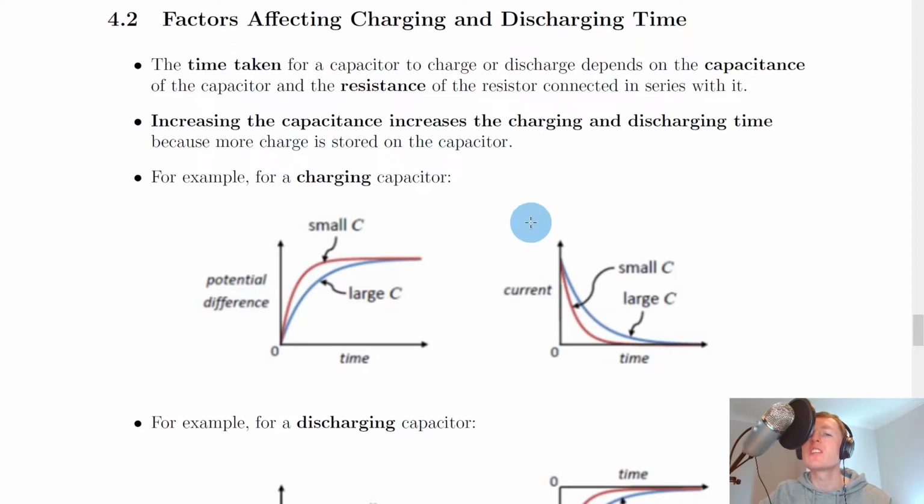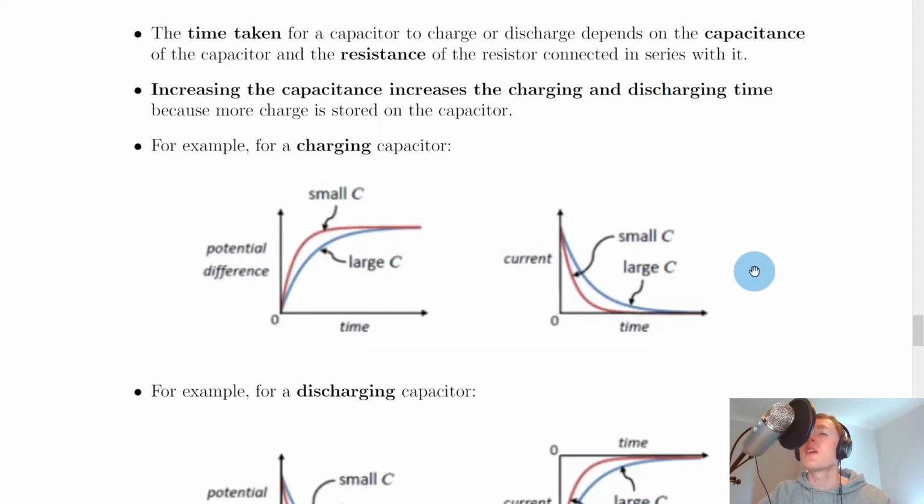A good analogy to think about is filling up a bucket of water, where the water represents your electrons or your charge, and the bucket itself represents the capacitance of the capacitor. So let's say you were to fill up a bigger bucket with water, that is like using a capacitor of larger capacitance. And obviously that larger bucket is going to take a longer time to fill up with the water, or fill up with the charge.